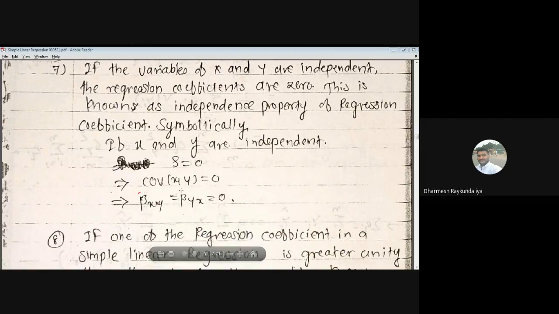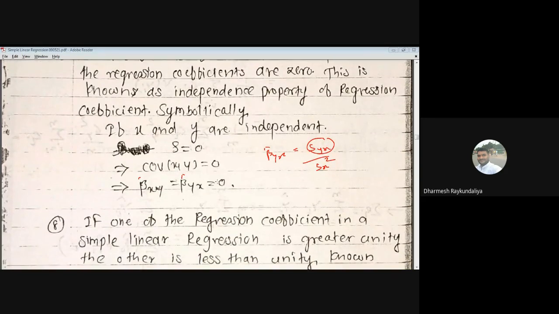Why? The reason is that the formula of beta yx cap is nothing but syx upon sx square. If this is 0, sx square cannot be 0, so syx is 0. So correlation is 0. This is known as the independent property.